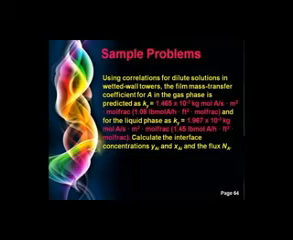Using the correlations for dilute solutions in wetted wall towers, the film mass transfer coefficient for A in the gas phase is predicted as 1.465 times 10 to the minus 3 kilogram mole A per second meter squared mole fraction, and for the liquid phase as 1.967 times 10 to the minus 3 kilogram mole A per second meter squared mole fraction. We need to calculate the interface concentrations YAI and XAI and the flux NA.